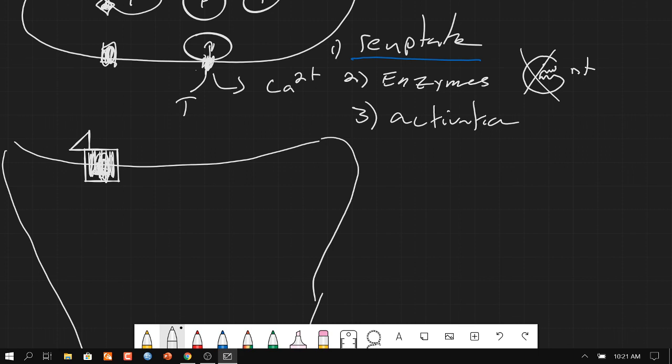What does ionotropic mean? Yay. It's immediate, opens ion channels. Excellent. Okay, so this is glutamate, so it lets in sodium.